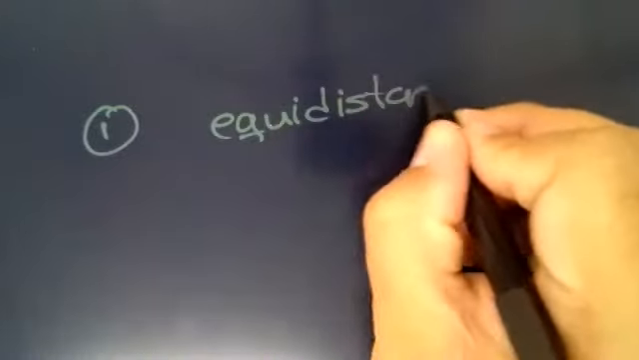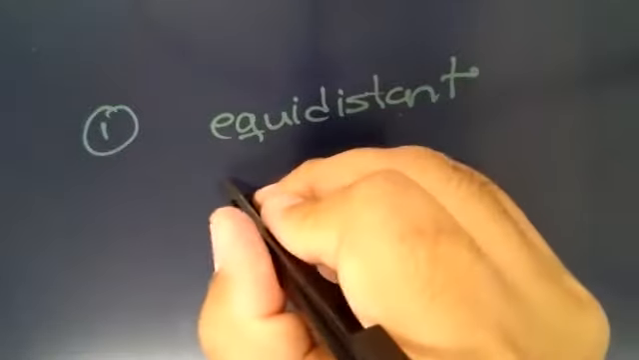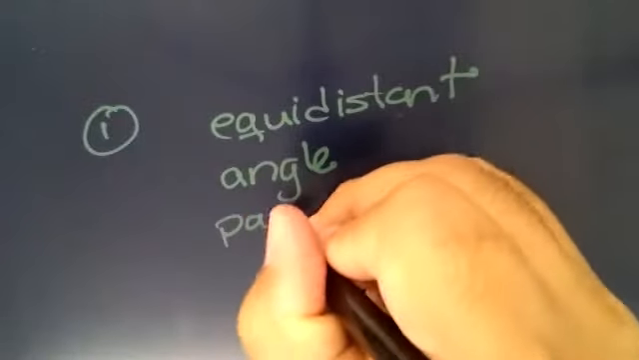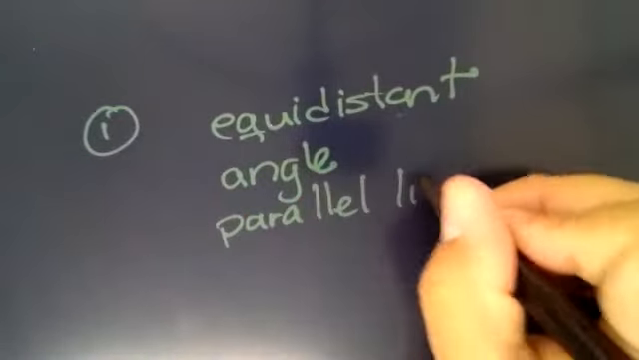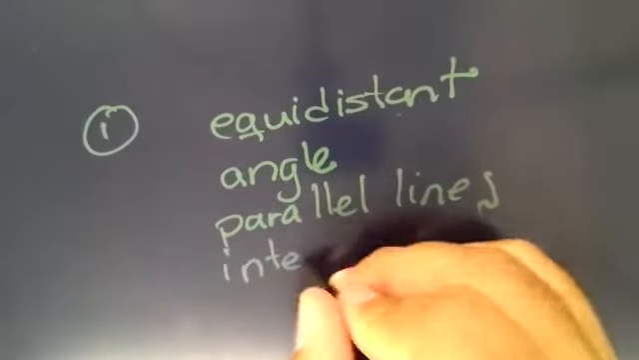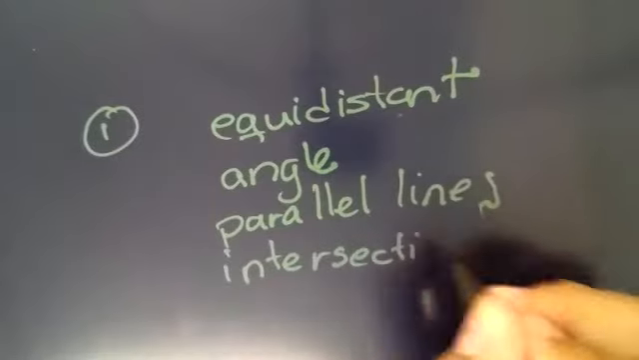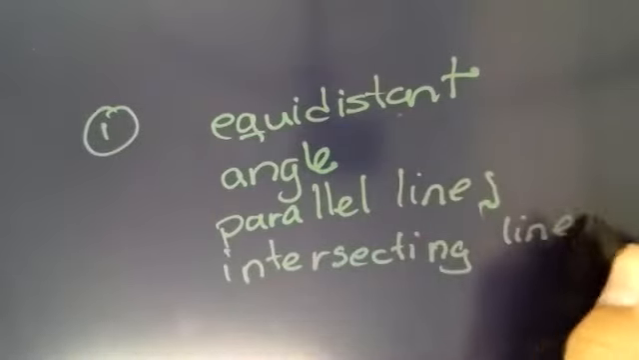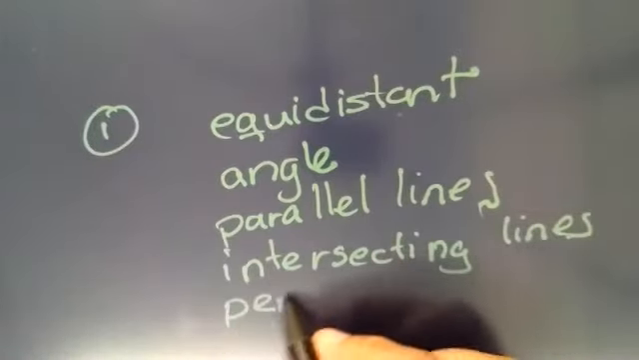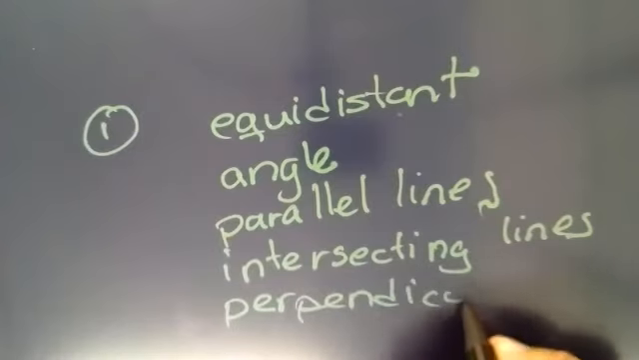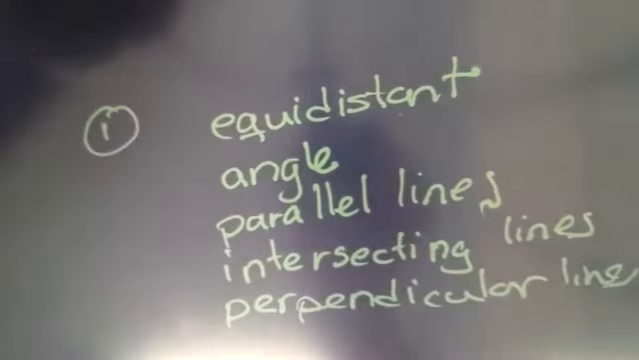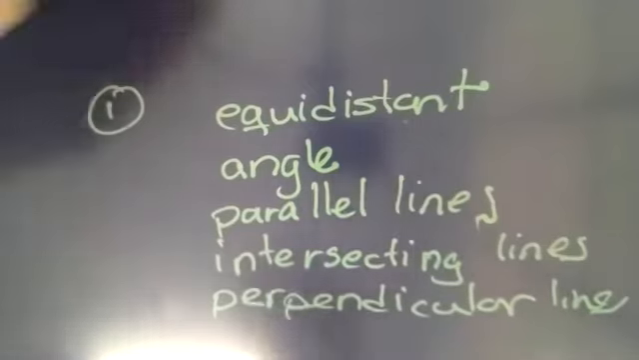equidistant, okay? Keywords: angle. What is an angle? What are parallel lines? What are intersecting lines? Also, perpendicular lines. Okay? You'll need to know that for question number 1.